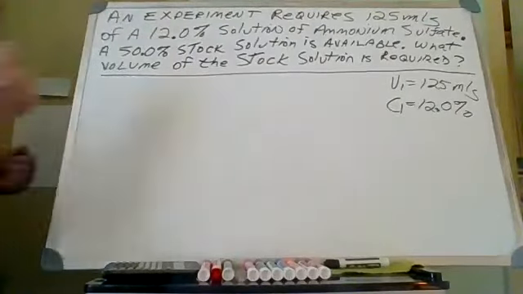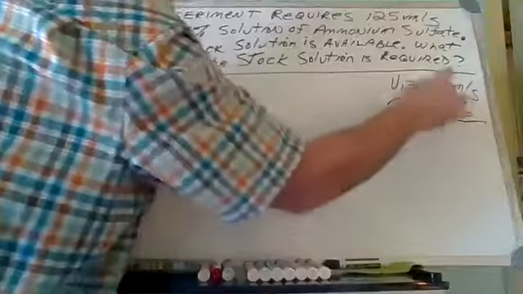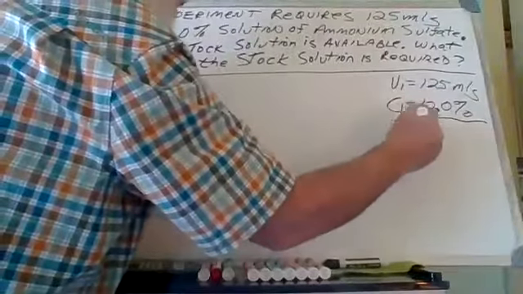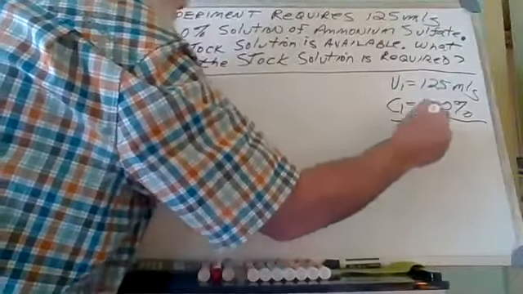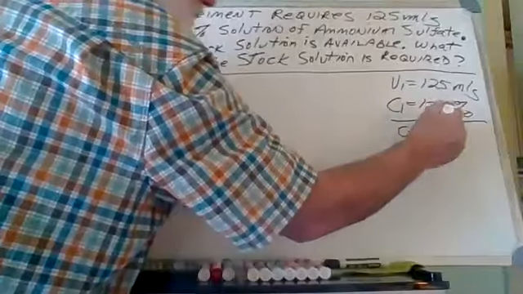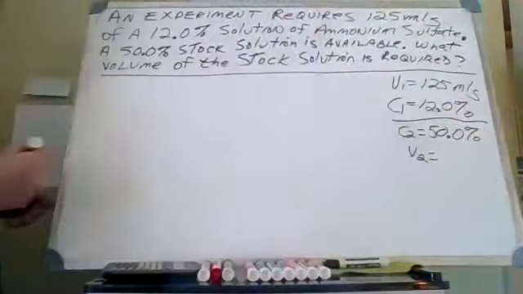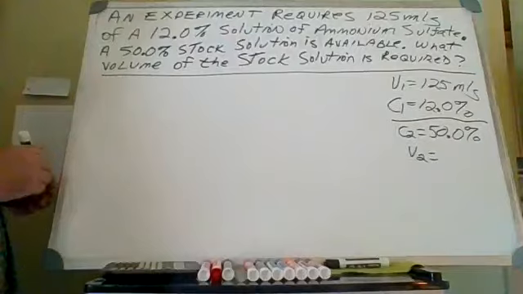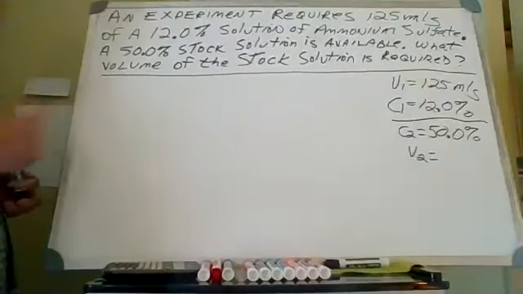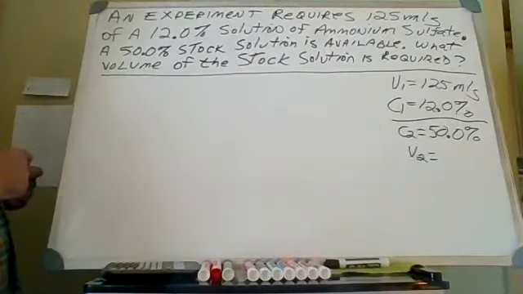So there's my second concentration. I'm going to draw a line here to separate the first set of conditions from the second. My second concentration is 50.0%. A 50% stock solution is available. What volume of the stock solution is required?